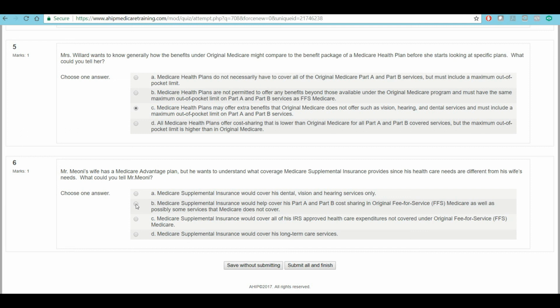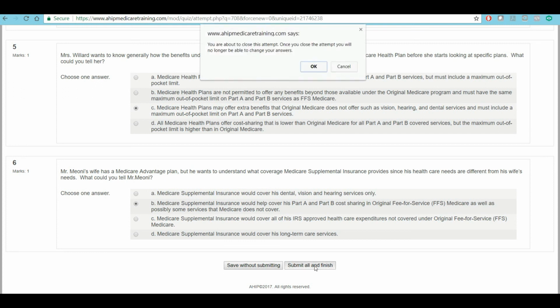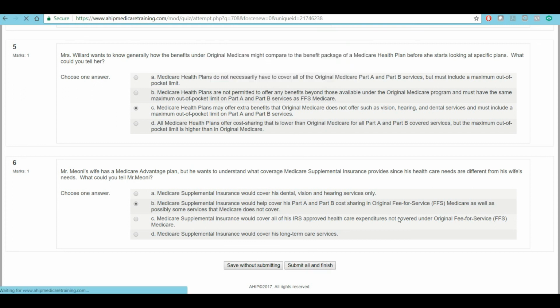They will come in, such as the 365 lifetime reserve days that Medicare supplement provides after the 150 days have expired. So let's submit all and we'll finish up here and see what it looks like. It's going to give us our answers right away, like all the years in the past.